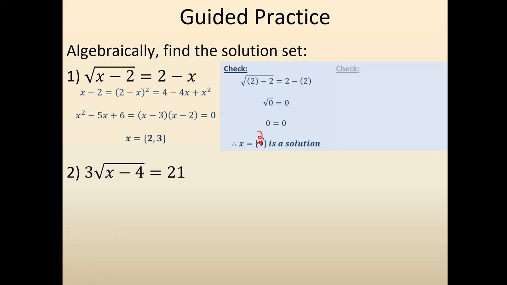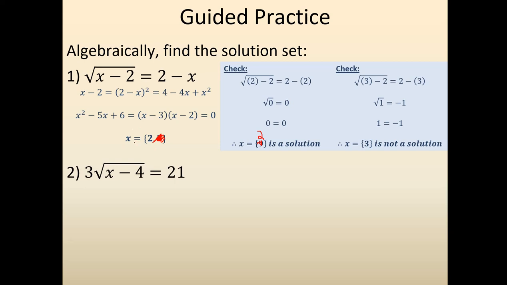The next one we want to check is 3. So we plug that in. We end up getting 3 minus 2, which is 1, and then 2 minus 3, which is negative 1. This gives me positive 1 equals negative 1, which is not true. So we know that 3 is not a solution. So my only solution here will actually be 2. There we go. So just cross that out. This is my actual solution too.